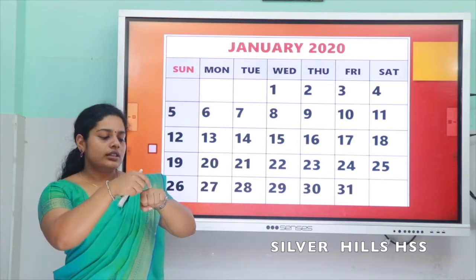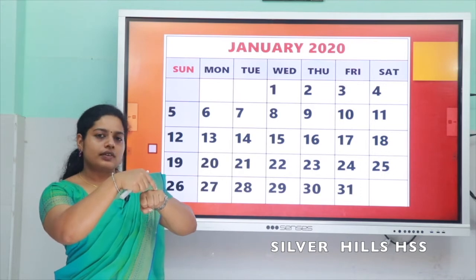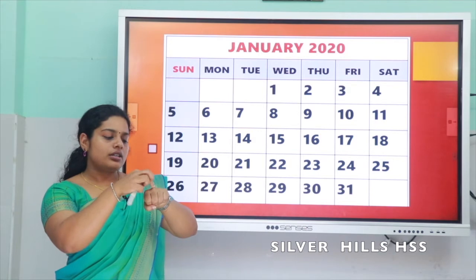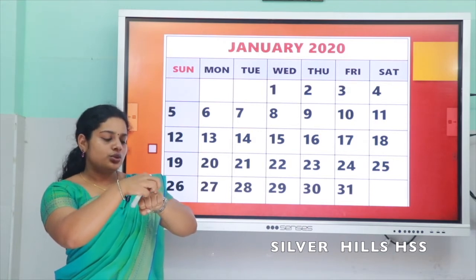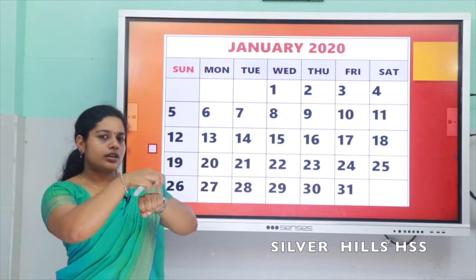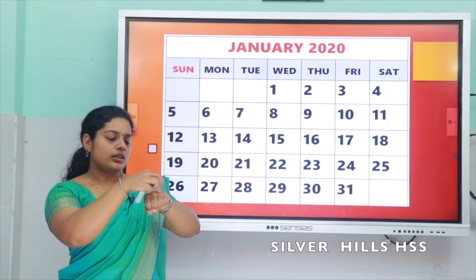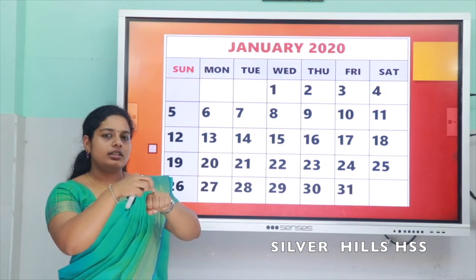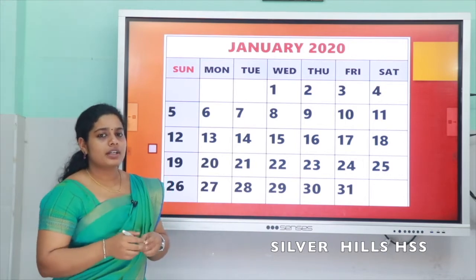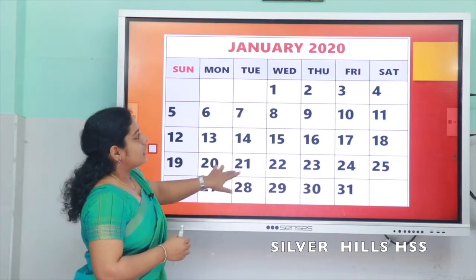Then March, then April. April has 30 days only. May has 31 again. June has 30. July and August have 31 days, we count them here. Then September 30 days, October 31, November again 30, December 31 days. This is the trick for finding the number of days in a month. So that is about the calendar.